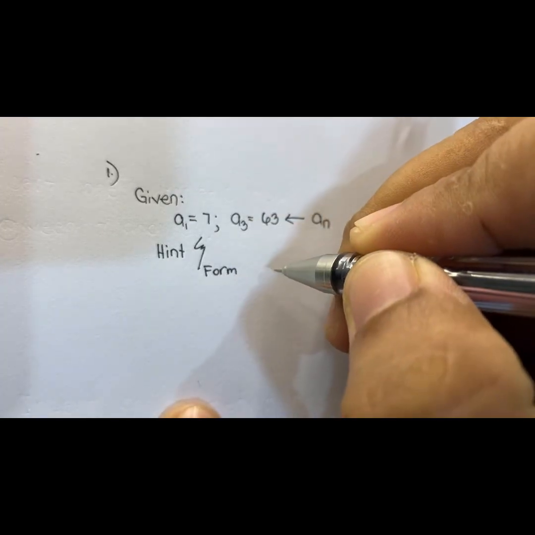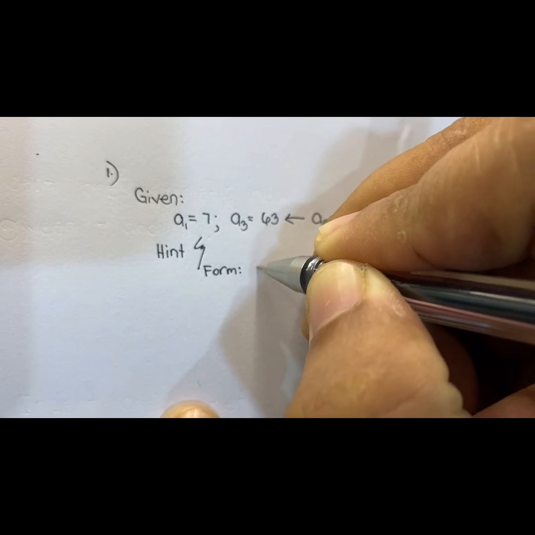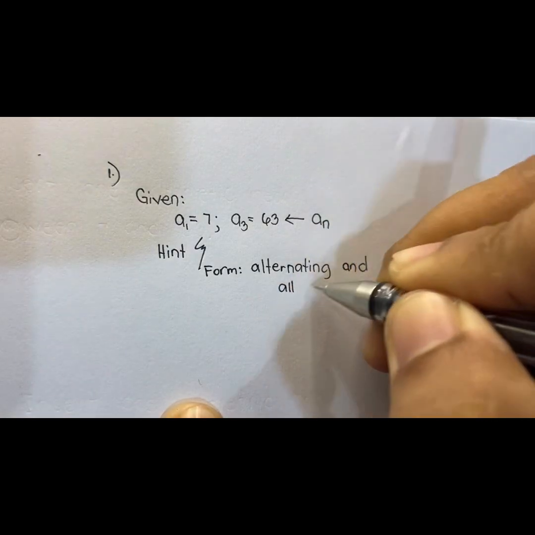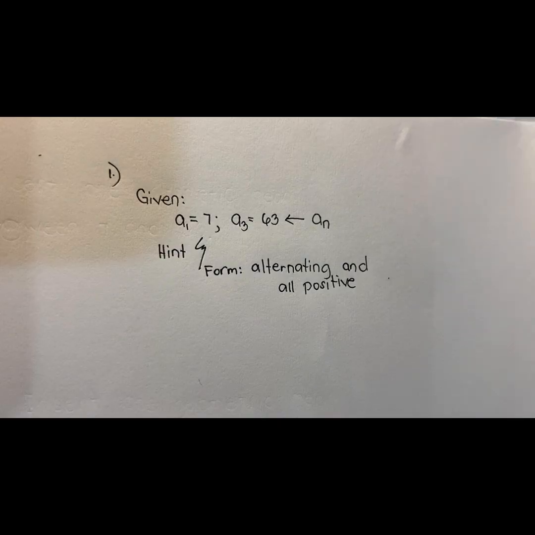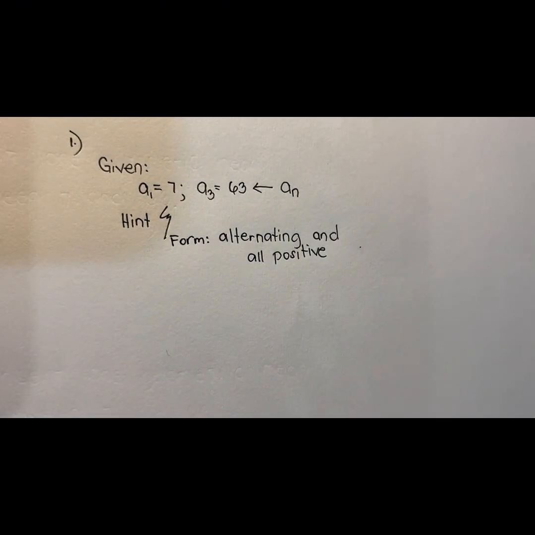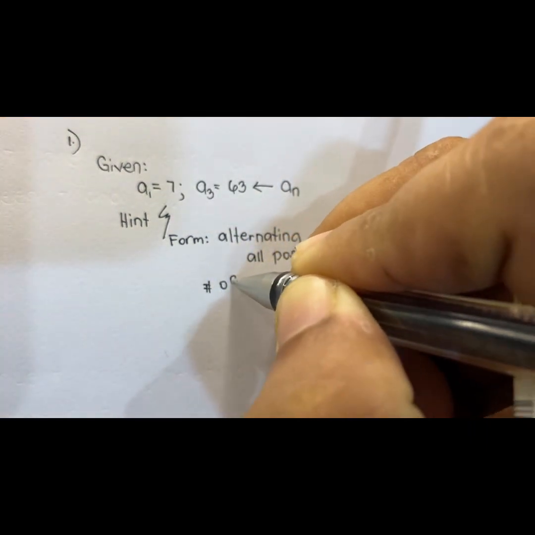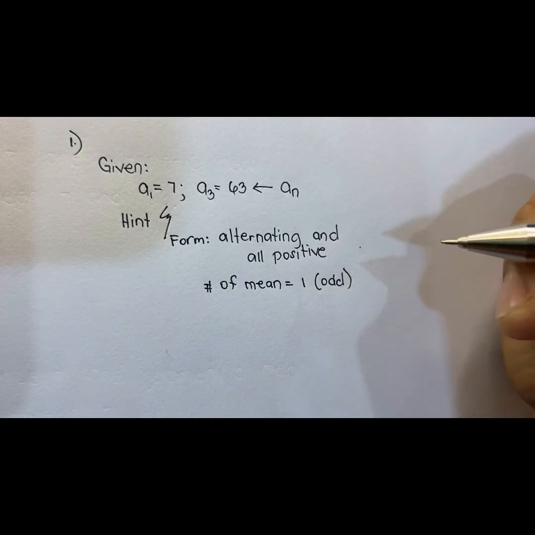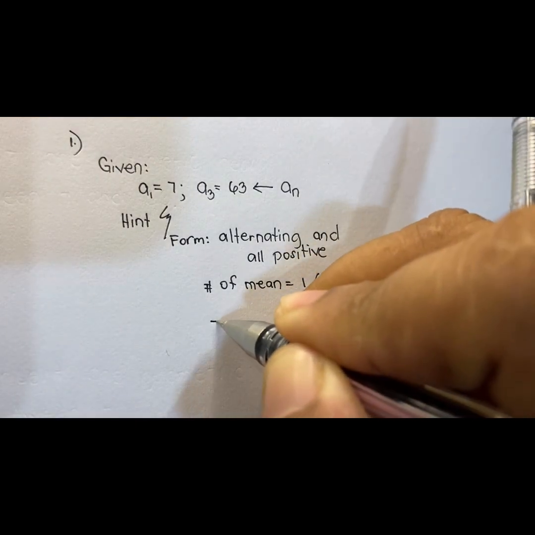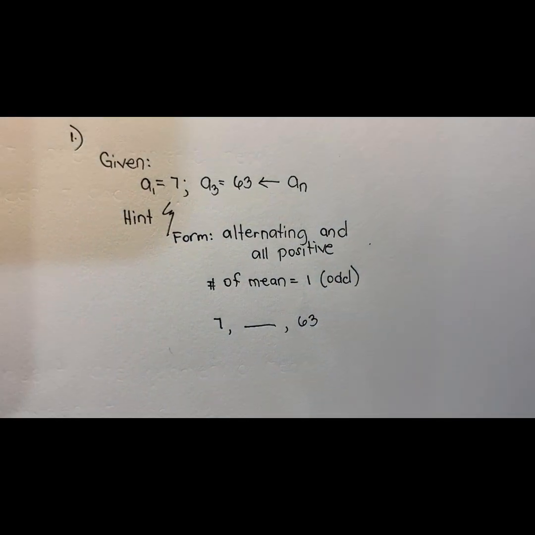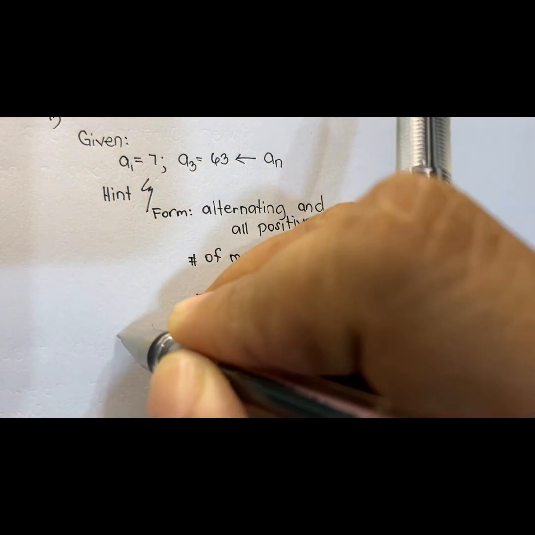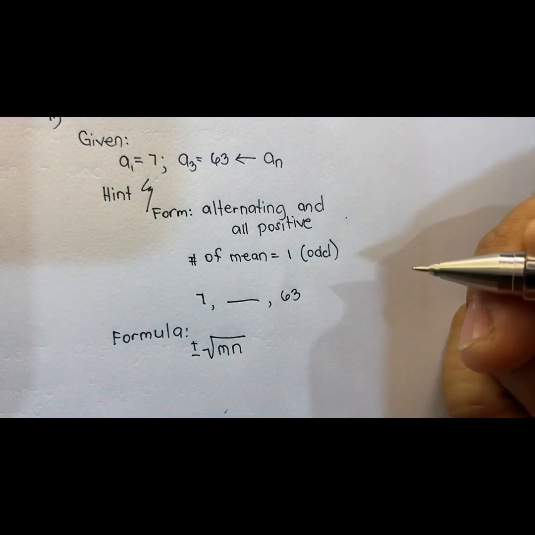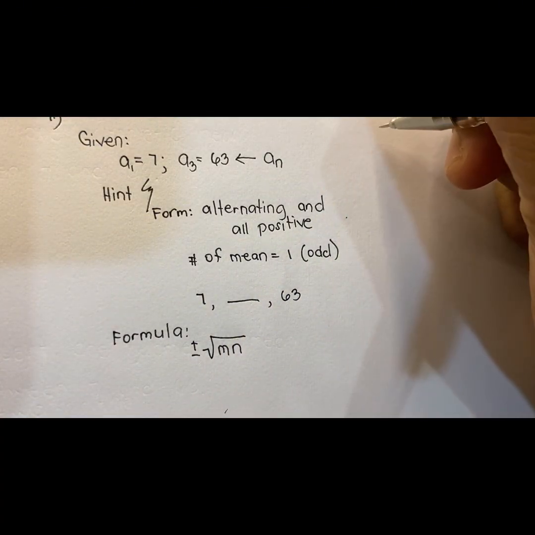We will identify the forms of the sequence. It is alternating and all positive. Since the number of means is 1, and it is odd, then there will be two forms, alternating signs and all positive. Writing the given, the first is 7, the second is the mean, which is also the required, the third term is 63. The formula to be used is positive, negative square root of m times n, where m is the first term and n is the third term.